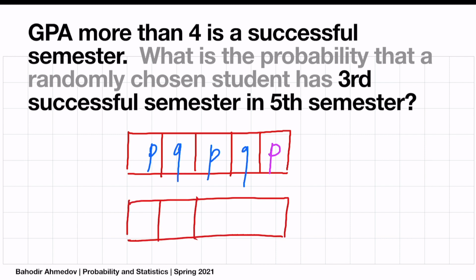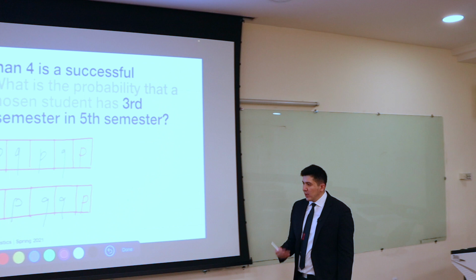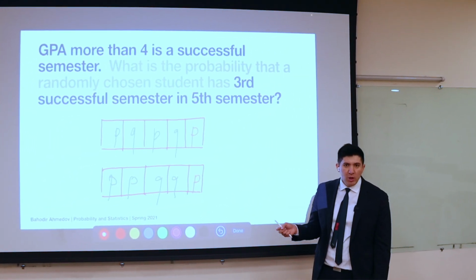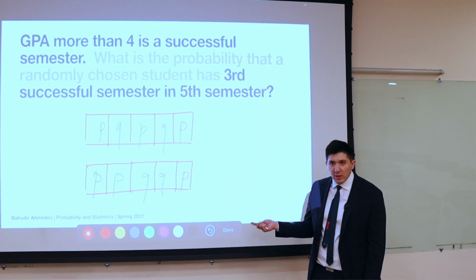So 1, 2, 3, 4, 5. Can you help me with another scenario? For example, P, P, Q, Q, and P. Right? And so on. So we can make different scenarios like Q, Q, P, P, P, right? Or Q, P, Q, P, P, and so on.